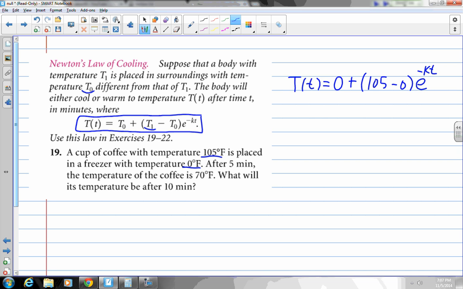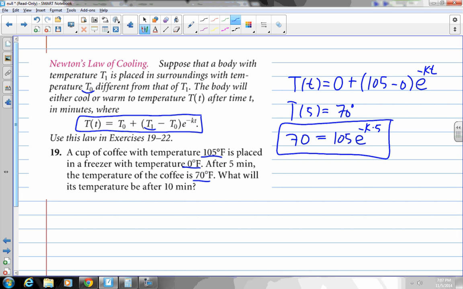What we know is that in those surroundings, after 5 minutes, the temperature went from 105 to 70 degrees. So T of 5 equals 70 degrees. If I set things up, it is 70 equals 105 e to the negative k times 5. That's what they gave me, the given information. The question is what the temperature will be after 10 minutes.